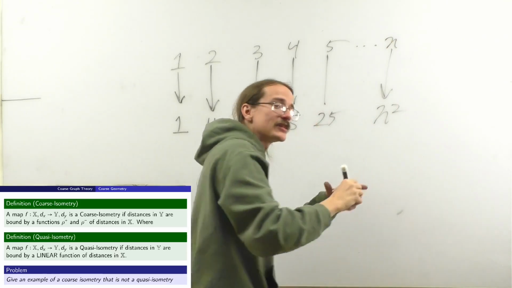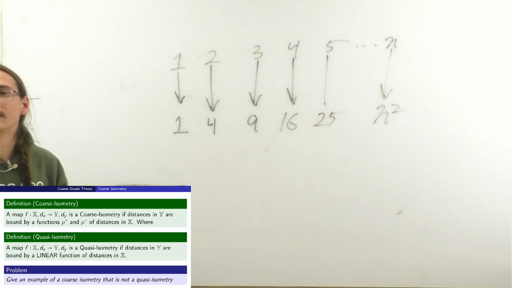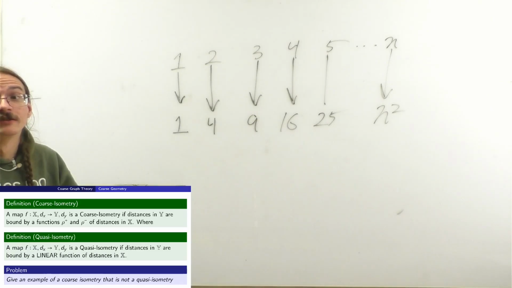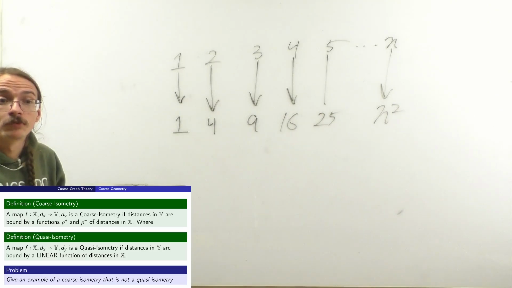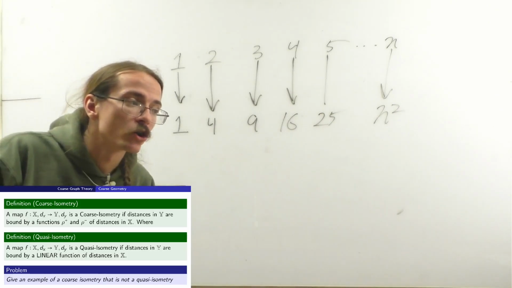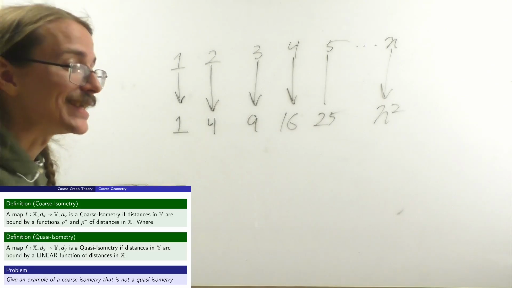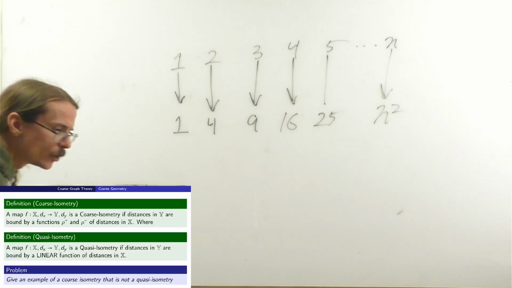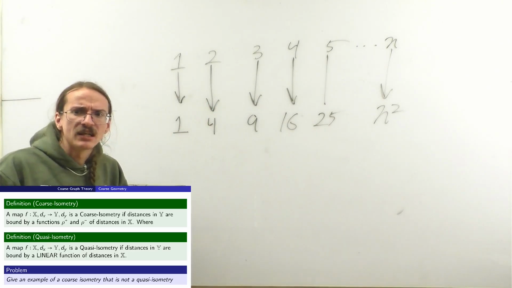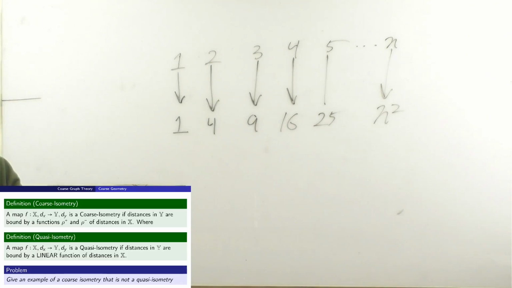Why did I pick to send it to its square? Yeah, that's not linear. It's definitely a function, but it's not linear. So our goal is to show that this is a coarse isometry, but not a quasi-isometry. What that means is it's got to respect distances, but not respect them linearly.